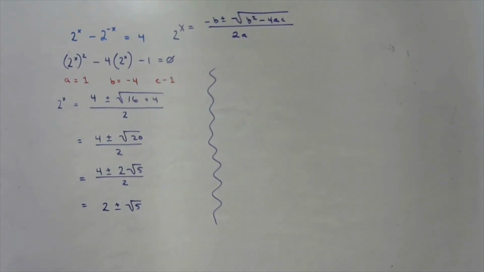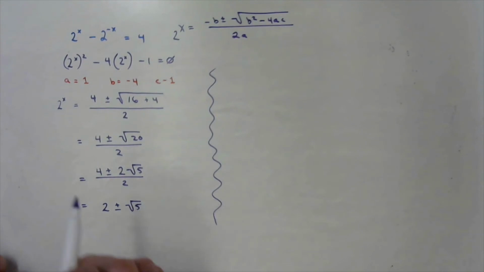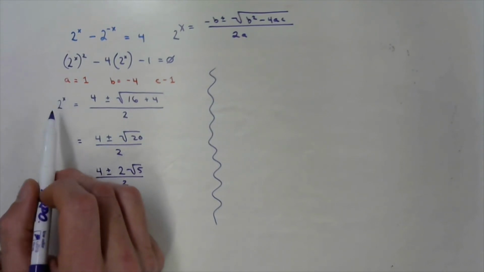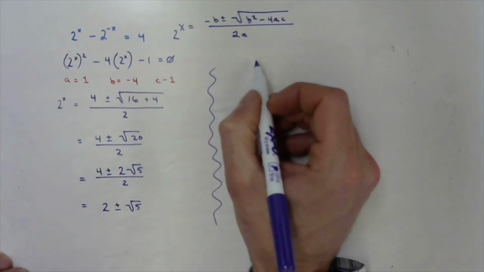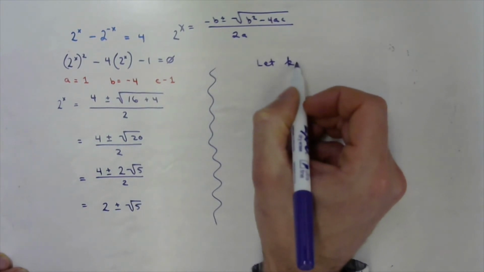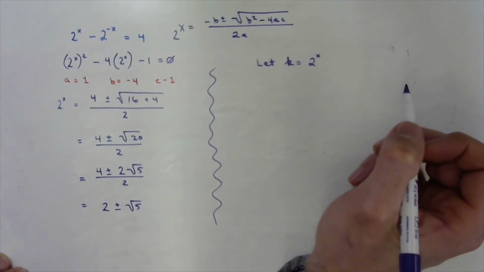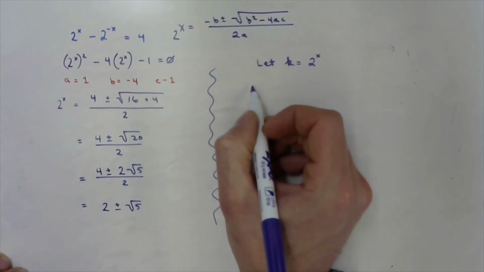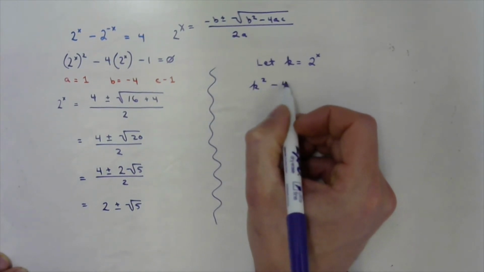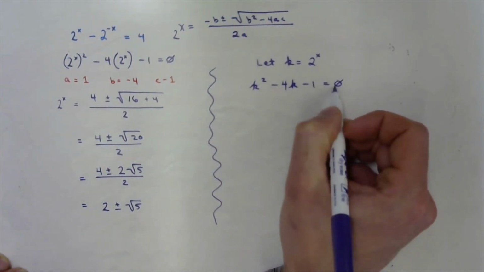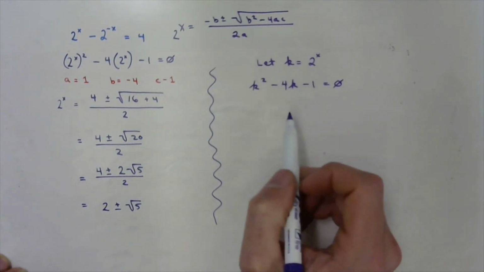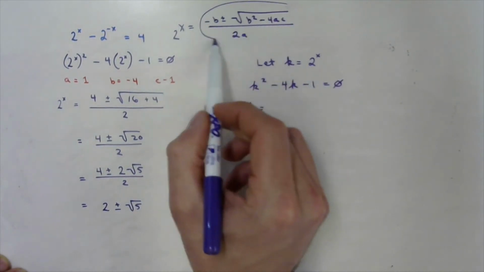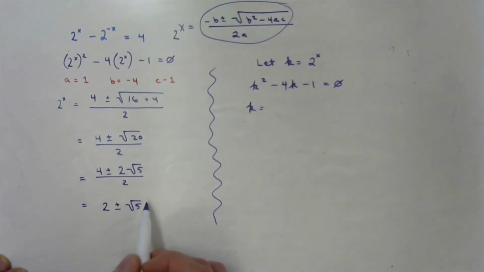If you really don't like that method, where we have 2 to the power of x, that's hard for you to visualize, you can do this. You can let k equal 2 to the power of x, or any letter, doesn't matter, just don't pick x. Now what you have is k squared minus 4k minus 1 equals 0. And from there, you can do the quadratic formula. You'd be doing it for k. K equals this.